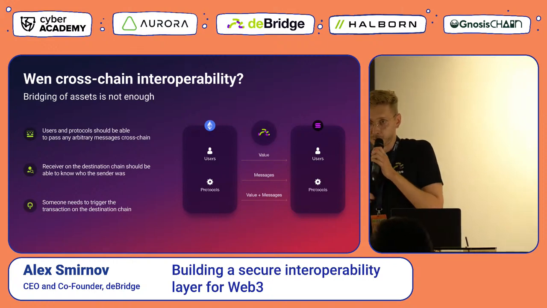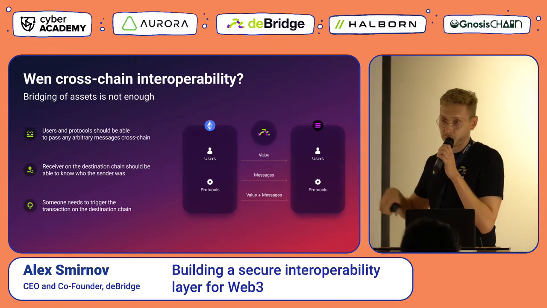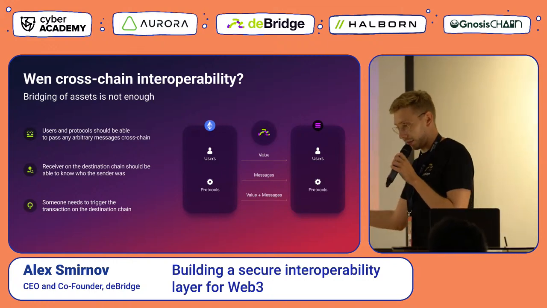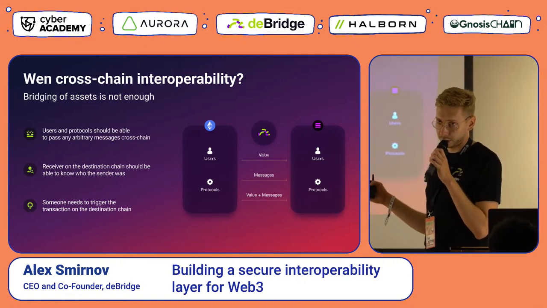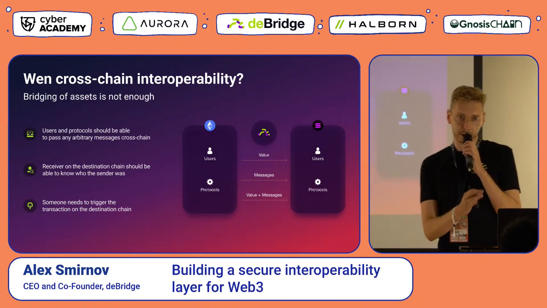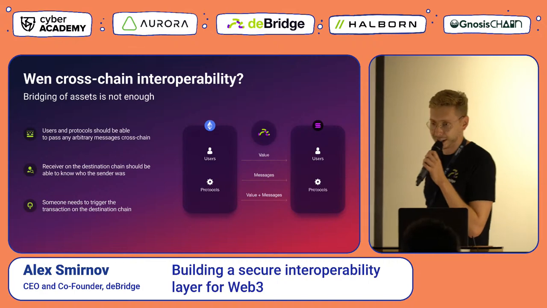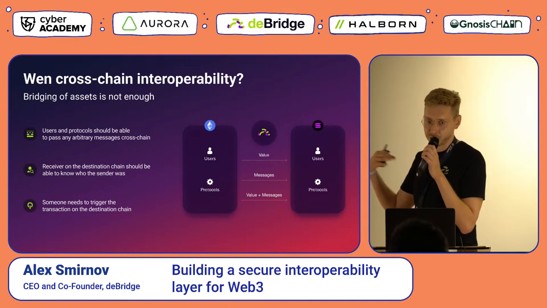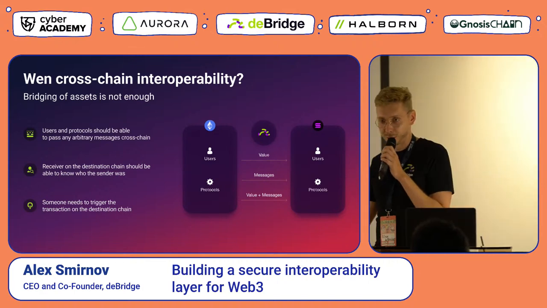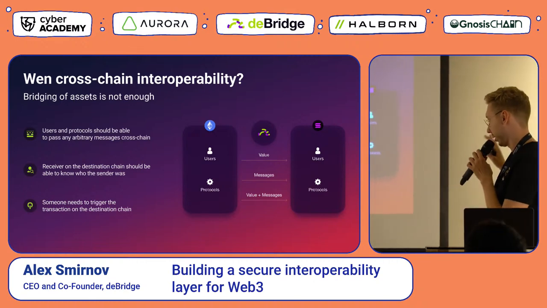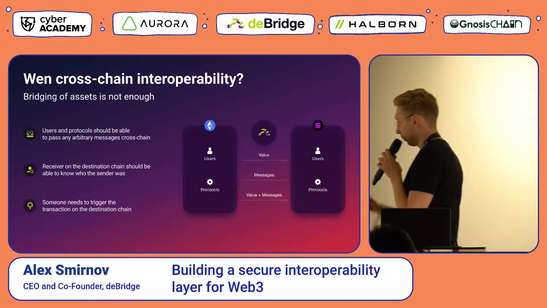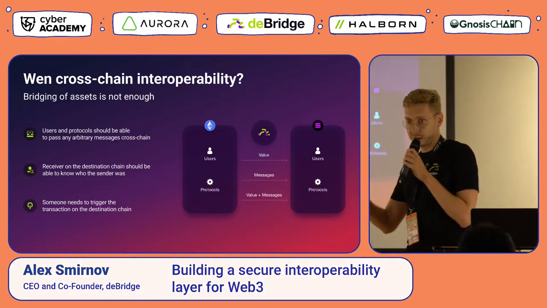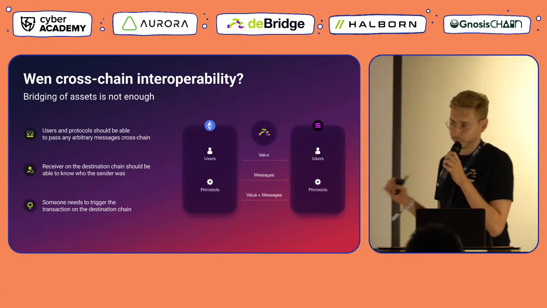So let's say if some smart contract does a cross-chain call, the receiving smart contract should know whether the sender of the message is trusted. It's like when we are sending a message on Telegram, we know who the sender is. Exactly the same here.